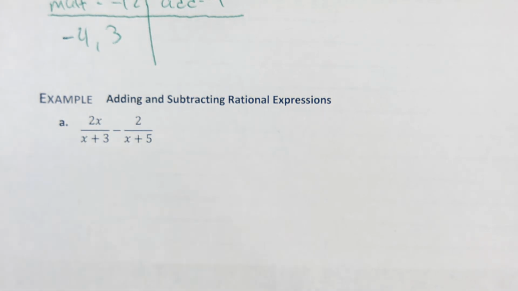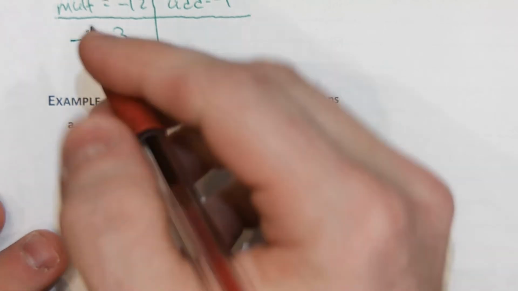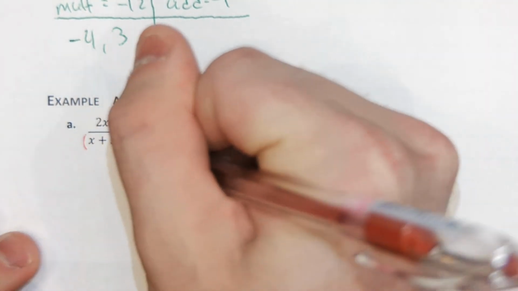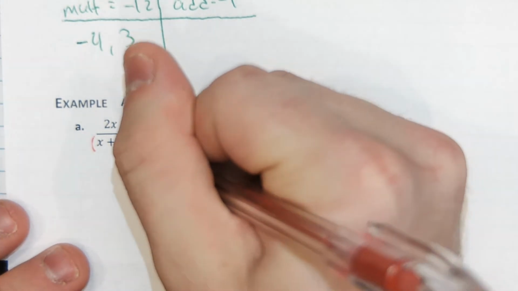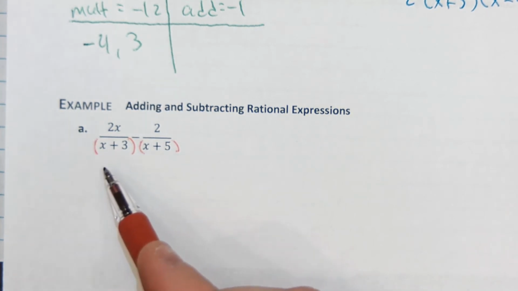How do we tackle this? Well, if there were things to factor, you would factor them, and you would look for common factors. But this one doesn't have anything that factors. So what you do is you treat x plus 3 as 1 unit and x plus 5 as 1 unit. And you realize that in order for these two things to have a common denominator, it's going to have to be x plus 3 and x plus 5.